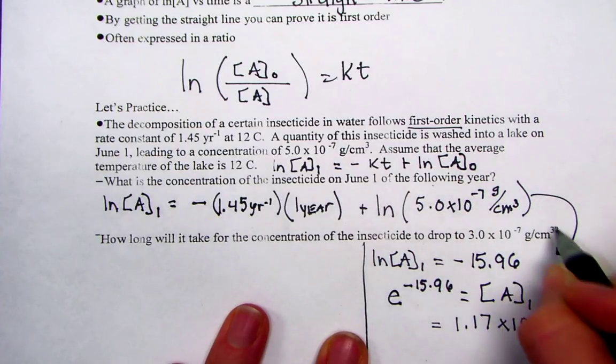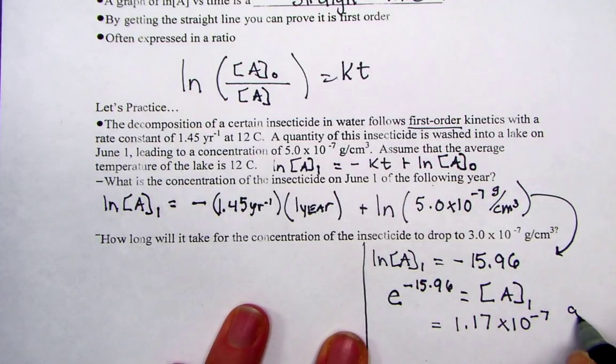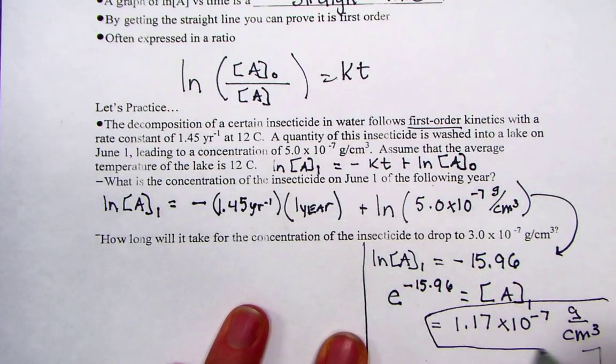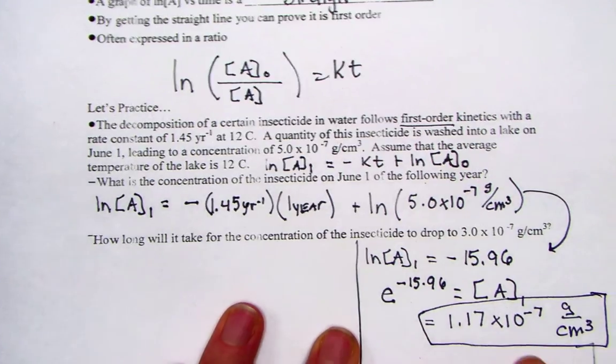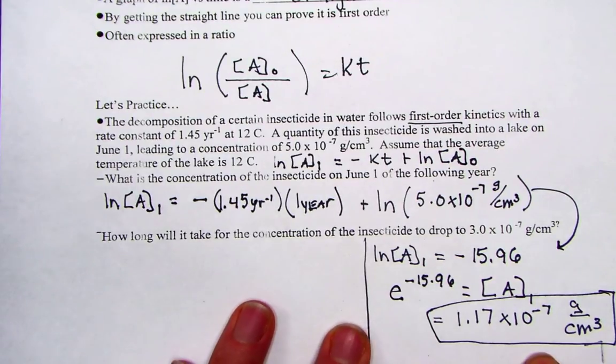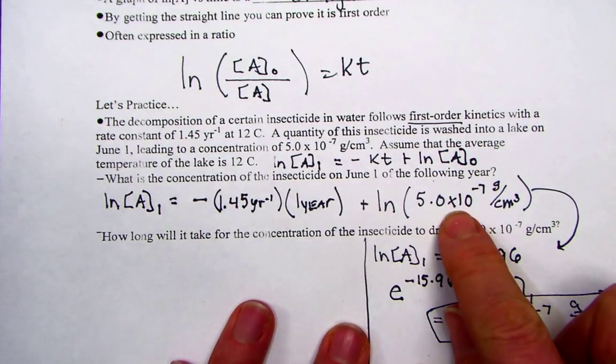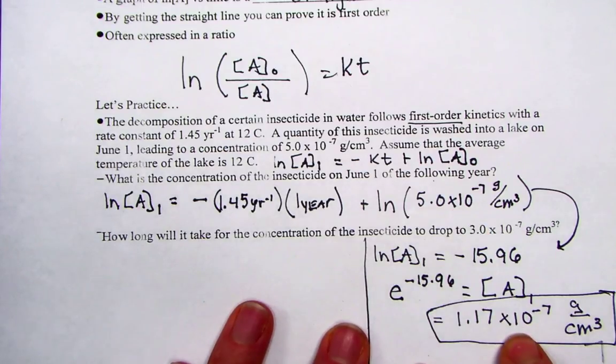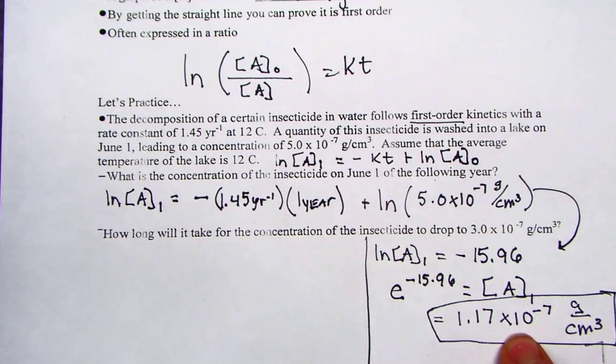The concentration unit from up above was grams per cubic centimeter. After 1 year that's gone by, that's the remaining amount of our insecticide. We started with 5 times 10 to the negative 7th, and now a whole year later, there's 1.17 times 10 to the negative 7 grams per cc remaining.